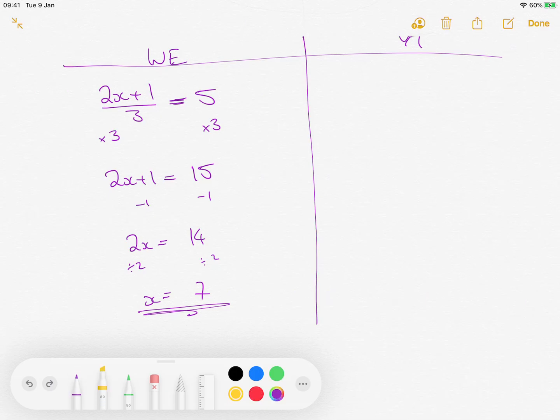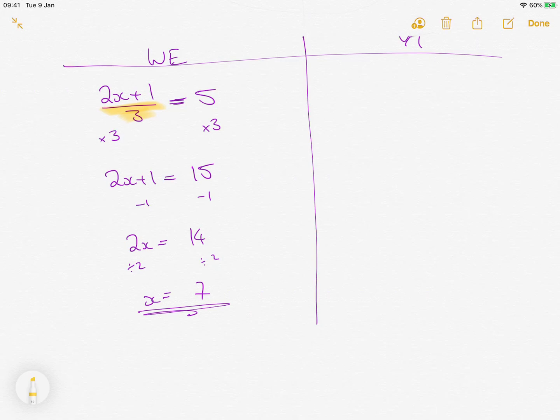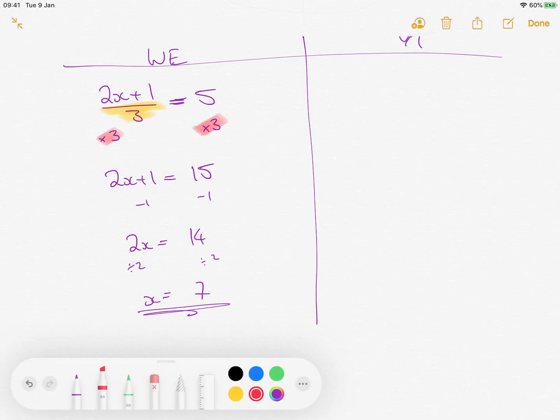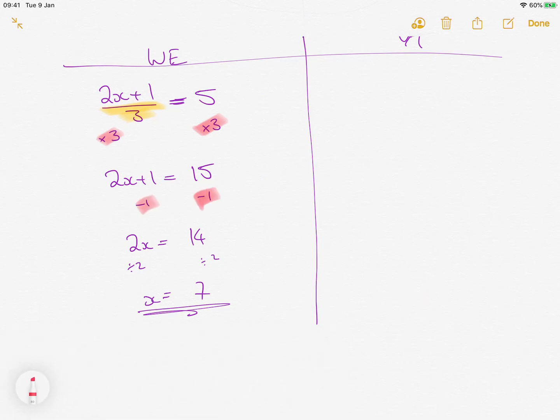Notice this time, when it's over the whole left-hand side, I can times the whole left-hand side by 3, and that will get rid of it, because timesing by 3 is the inverse of dividing by 3. So I've timesed both sides by 3, and that will get me 15 on the right-hand side and just 2x plus 1 on the left-hand side. So then from there, I've taken away 1, the inverse of adding 1, divided by 2, the inverse of timesing by 2, and then I get my answer of x equals minus 7.